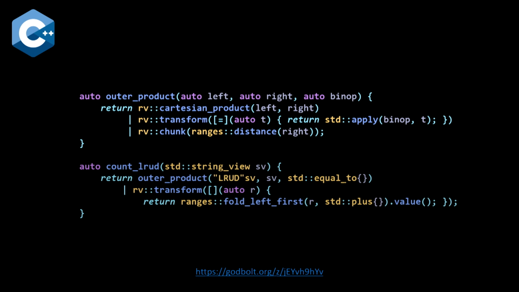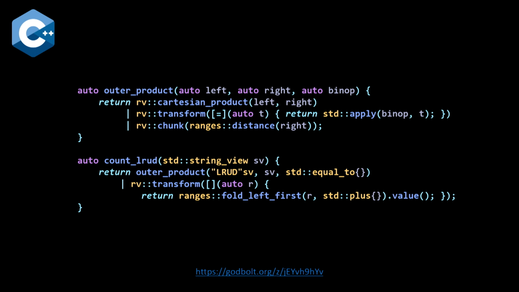So now that we've got outer product, we can solve the problem like this, or at least the first part, where we're just counting up the L's, the U's, the R's, and the D's. You call outer product with a string view, std::equal_to, once again, more verbose than the equal we get in APL. And then we just pipe this to a transform. Note that because in C++, we don't have rank polymorphism, we don't define our algorithms to work on integers, sequences, and higher dimensional arrays. So we have to use our mapping algorithm, AKA transform, and then call our reduction. And even though the bottom line is very verbose, the fold_left_first dot value, I like it quite a bit.